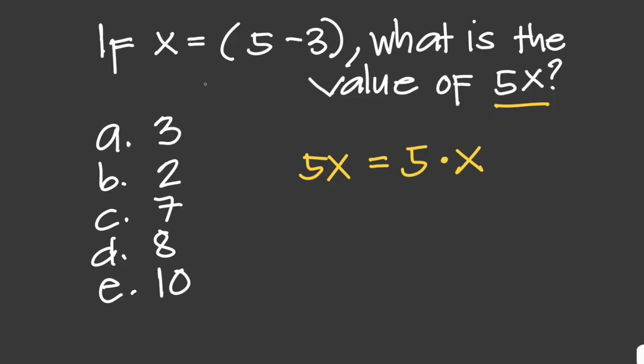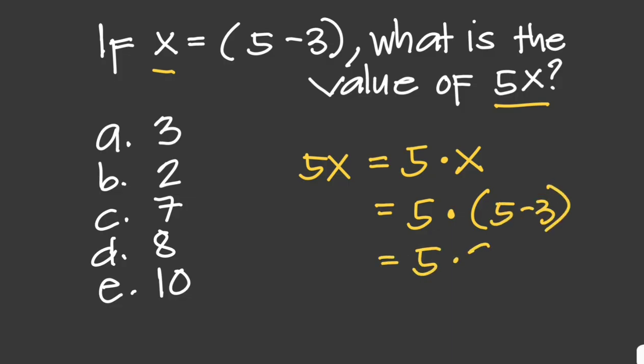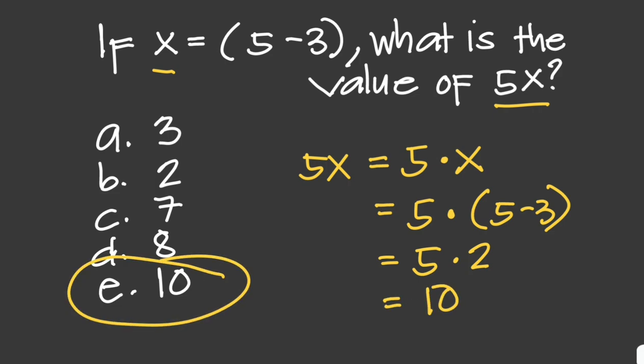And it's given here that the value of x is 5 minus 3. So we can just plug in the value of x to the given expression. So this would become 5 times (5 minus 3). And 5 minus 3 is equal to 2. Then 5 times 2 is 10. Therefore, the best answer here is letter E.